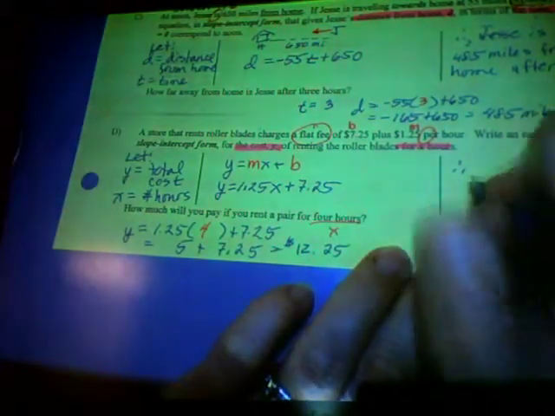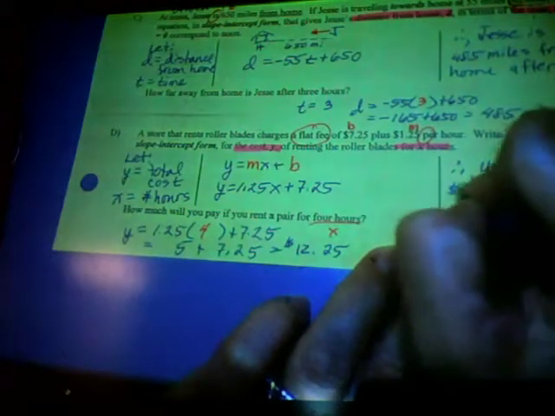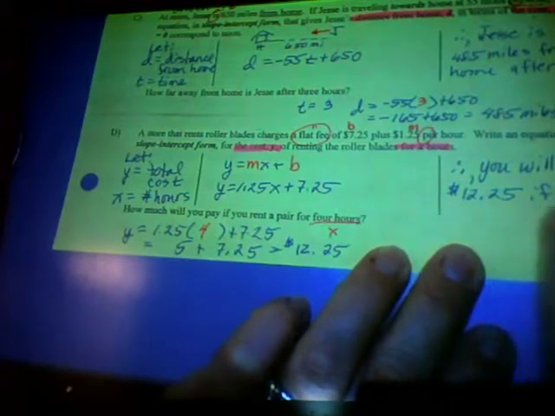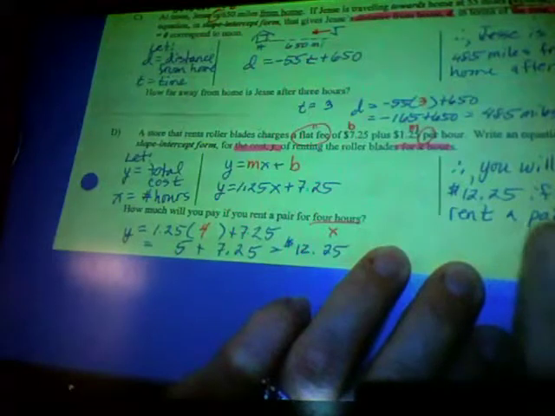No. So it equals 5 plus 725. So what does that equal? And that's in what unit of measure? Dollars. So therefore, answer the question down below here as a statement. You will pay $12.25 if you rent a pair for 4 hours.